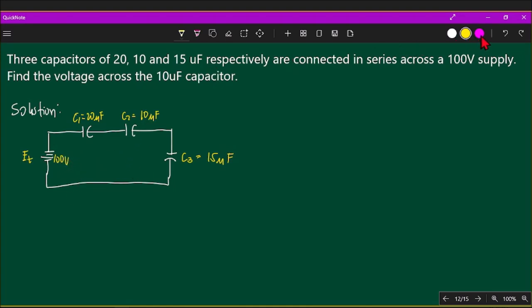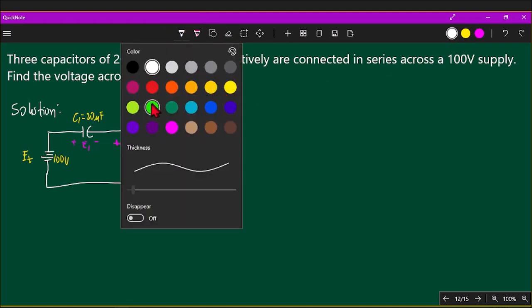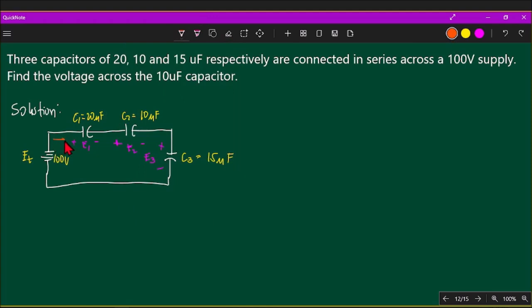Then we will have our voltage drops. So plus minus E sub 1, then plus minus E sub 2, then plus minus E sub 3. Okay? Then we have our charges. So this will be our QT. Then we have a charge flowing to our capacitor here, which is Q sub 1. This will be Q sub 2. And this will be Q sub 3, in which, because they are in series, they are just equal.